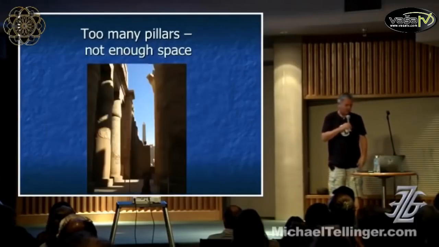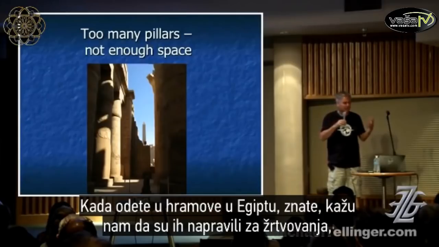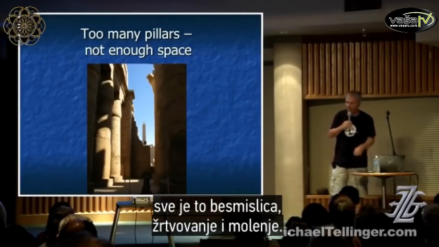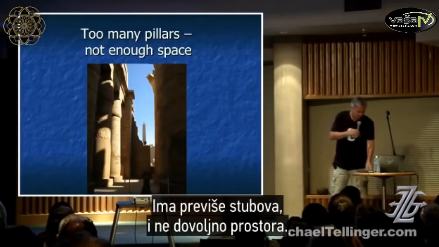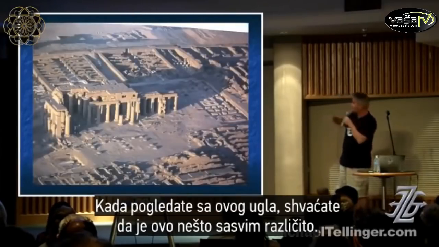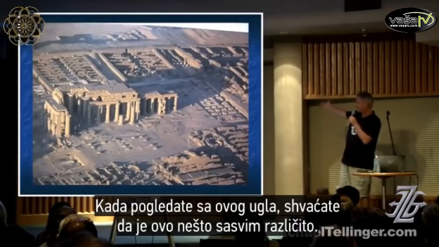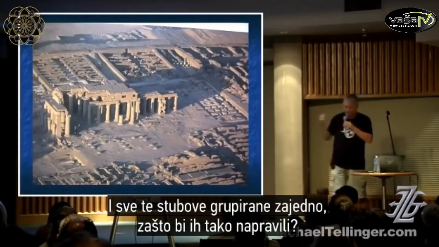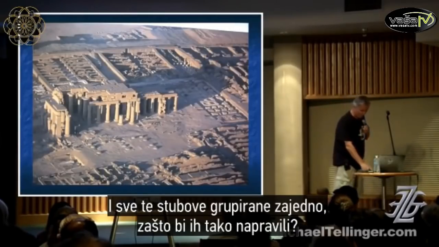And when you go into these temples in Egypt, you know, we were told that they were built for worship and offering. It's all nonsense, offering and praying. It's just too many pillars, not enough space. When you look at them from this angle, you realize that this is just something very different. And all those pillars clustered together, why would they build them like that?